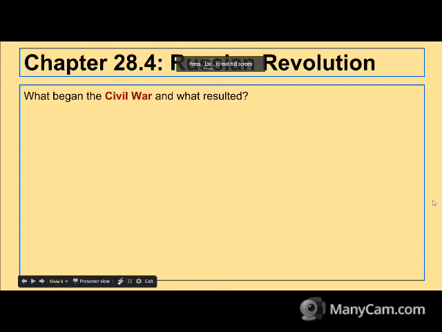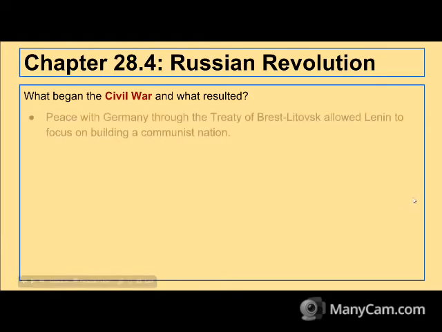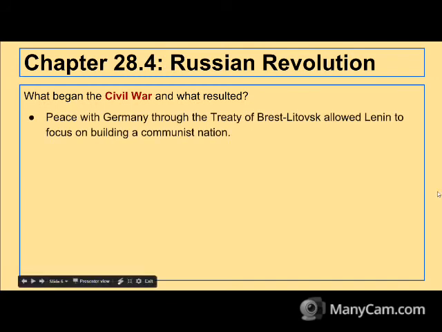Finally, you've got the Russian Civil War. Lenin and the Bolsheviks do not have easy and clear control. There's opposition within Russia, and it results in a civil war that lasts for several years. One of the first things Lenin does is he does make peace with Germany through the Treaty of Brest-Litovsk, which is going to allow him to focus on building this new communist nation of his.